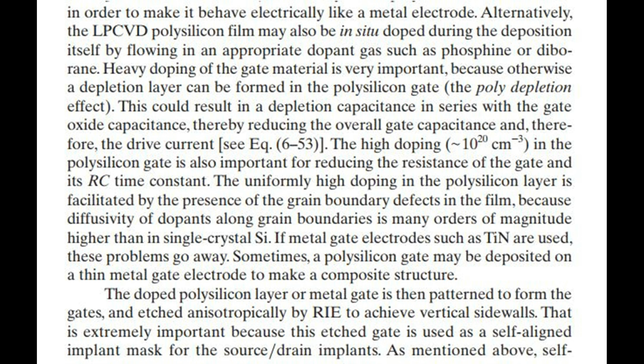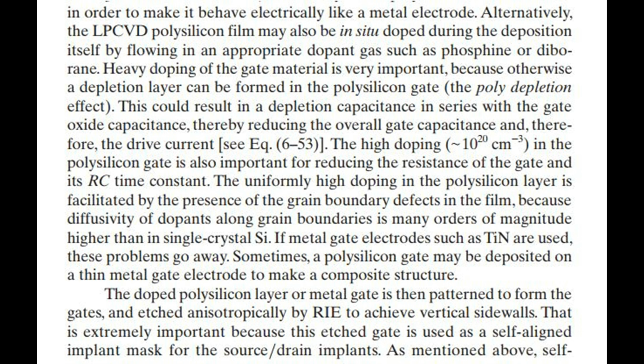The uniformly high doping in the polysilicon layer is facilitated by the presence of the grain boundary defects in the film, because diffusivity of dopants along grain boundaries is many orders of magnitude higher than in single crystal silicon. If metal gate electrodes such as titanium nitride are used, these problems go away.